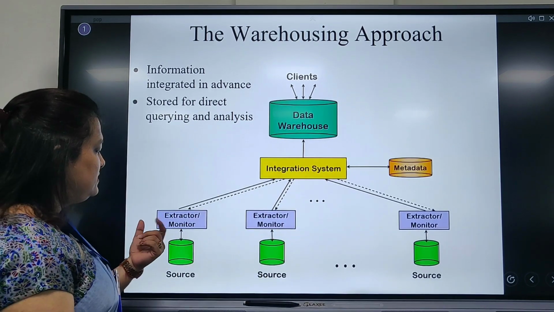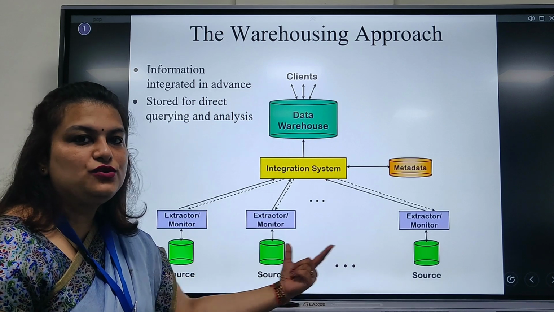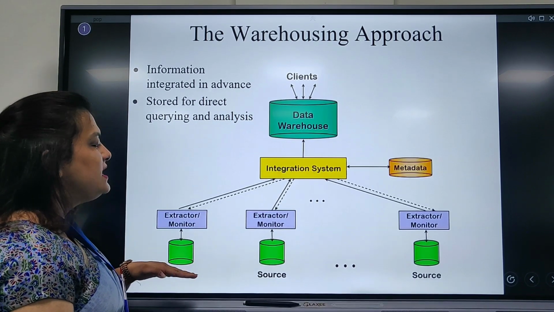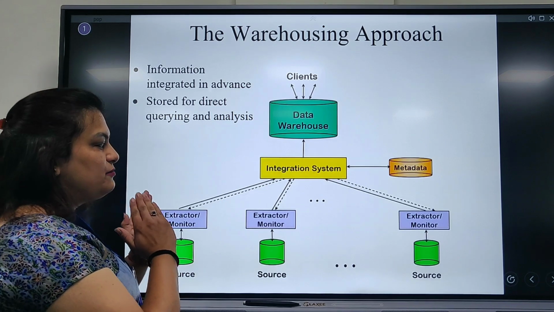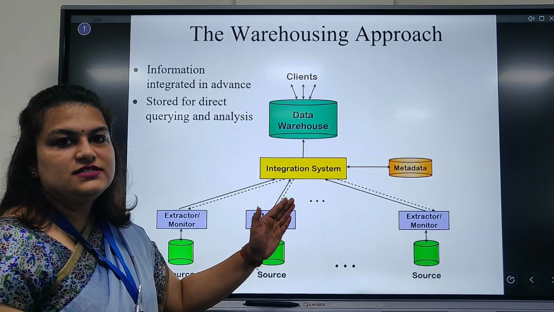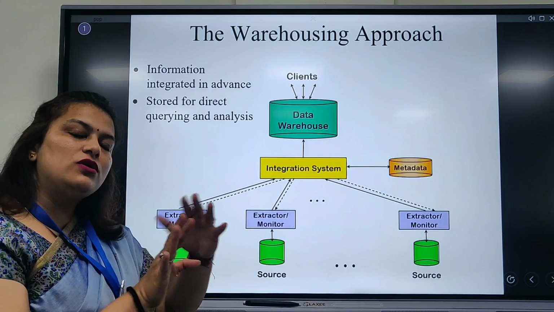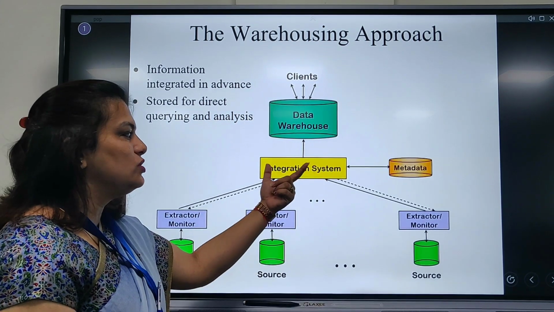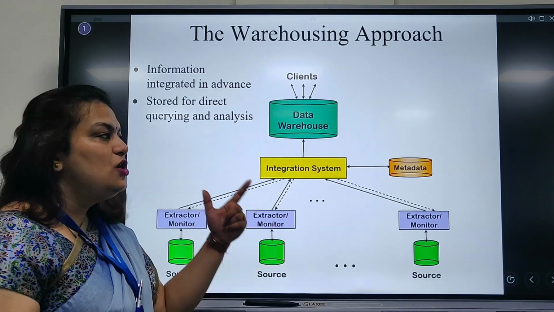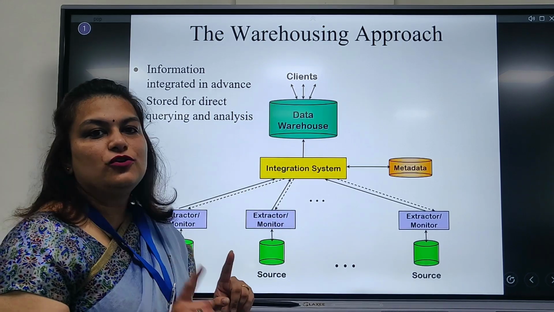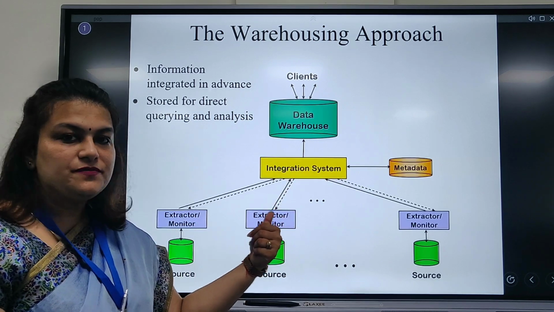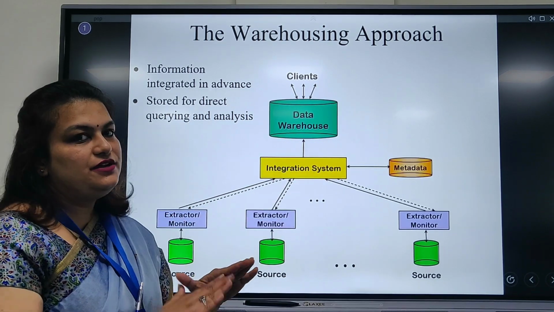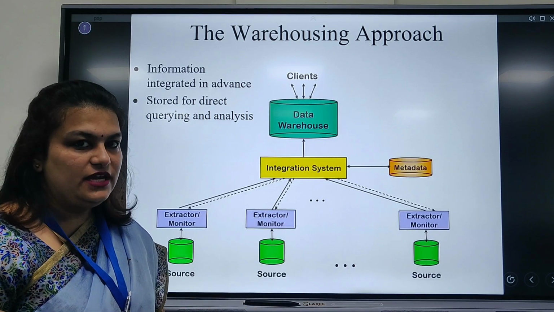How? There are extractors connected to the different sources of data, and these extractors extract the data and store it on the integrated system beforehand. Before the client asks for the data, all the data is stored on the integrated system. Then what has to be done? The client asks for the data to the data warehouse. This data warehouse just accesses the integrated system, and the integrated system has every data ready.